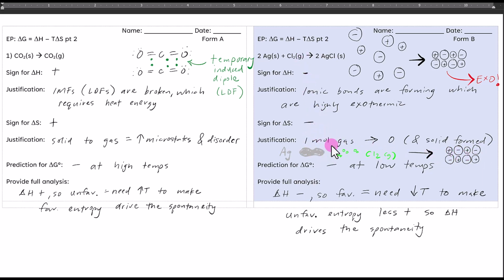When would it be spontaneous? At low enough temperatures. So that would mean this whole term becomes positive since that's negative. So you want the negative enthalpy to beat that, which would happen at low temperatures.